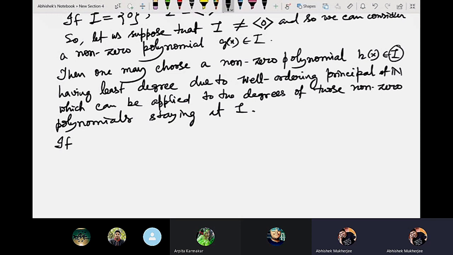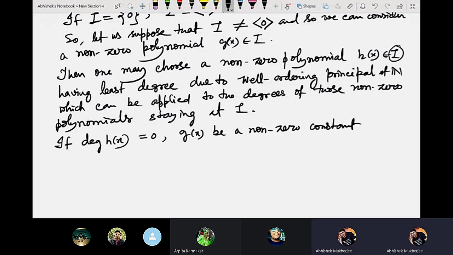Now, two cases may arise for this h(x). Now it may happen that the degree of that polynomial h(x) may be 0. And so the zero degree polynomial must be a non-zero constant. This zero degree polynomial must be a non-zero constant, belonging to the field F.